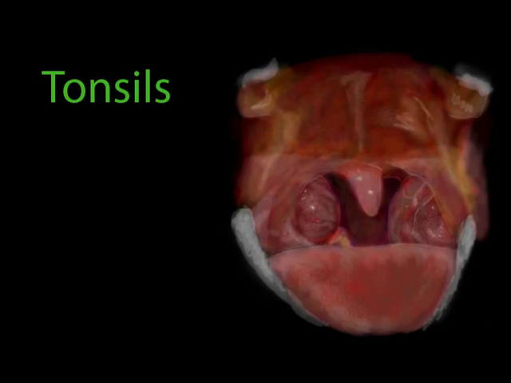Lymph nodules can be found as single structures in the body, or they can be grouped together in small clumps. That's what the tonsils are. They're groups of lymph nodules under the mucous membrane in the throat. These lymph nodules form a protective ring around the throat, strategically located to protect the body from foreign invaders.